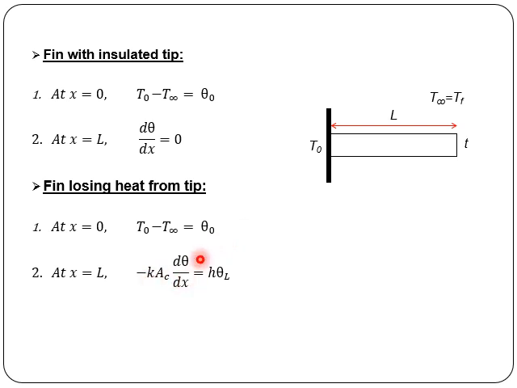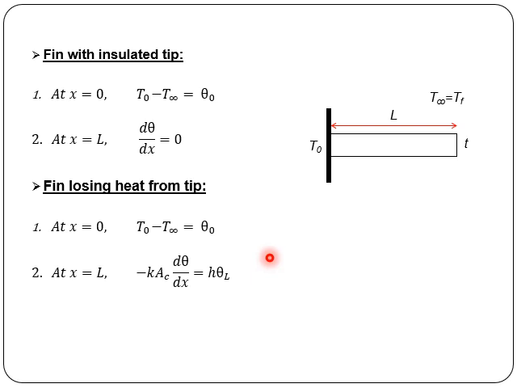So -Ka dT/dx, that is -Ka dθ/dx, is equal to hθ at x equal to L. So whatever is the temperature at this surface minus the surrounding temperature is θL. So these are the three configurations of the fins which are available.